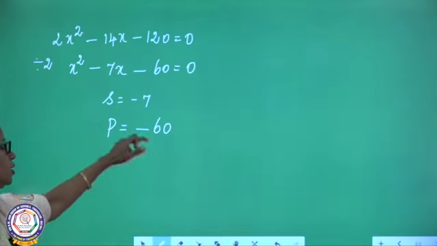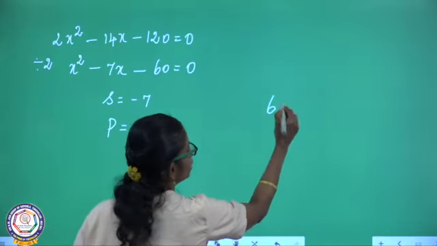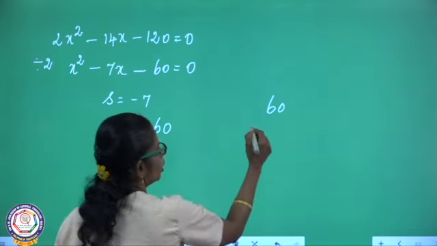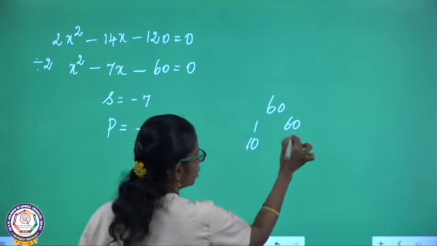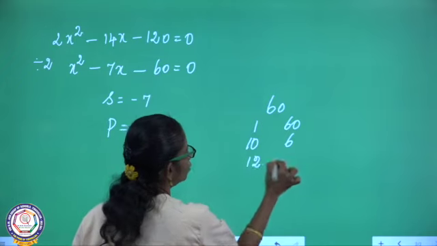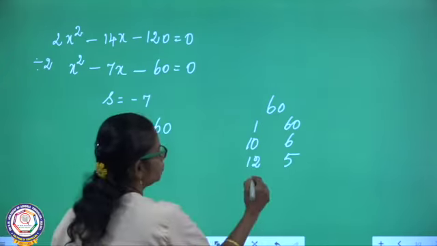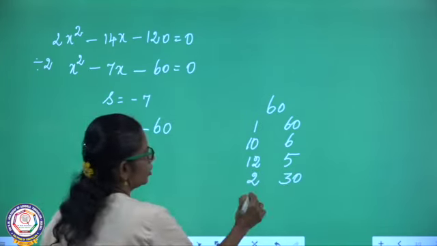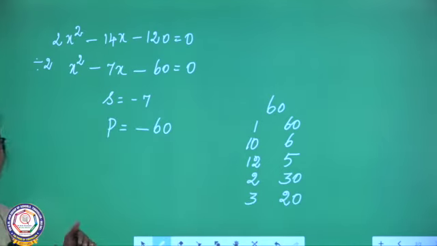Already I have discussed: for 60, you should write the possibilities on the right side. That is easy for you to arrive at the result. 60, what are the possibilities? 1 into 60 is 60. 10 sixes are 60. 12 fives are 60. Any other? If you divide by 2, 30 twos are 60, then 3 twenties are 60. You can write at least 5 to 6 possibilities. If there are more, write them.